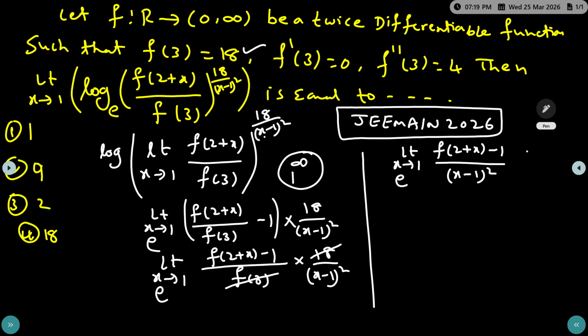What is the outside part? Outside is log of. Okay, outside, what is there? log of, that continues. So if you take x = 1 here, f of 3 minus 1 by (1 minus 1) whole square. So this is a 0 by 0 format.